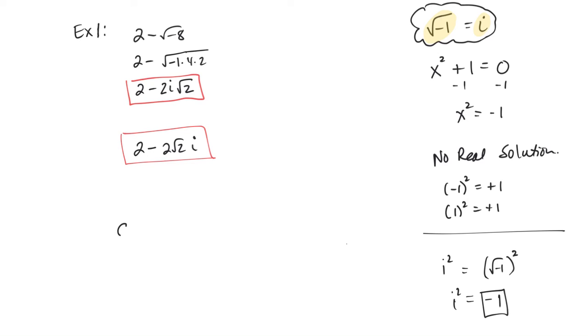Okay, so our goal is to write these expressions in the form of a plus bi. So we want the real number part together with the imaginary part, and that makes a complex number form.